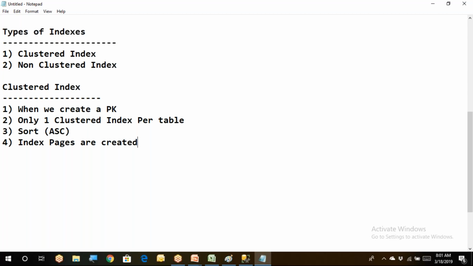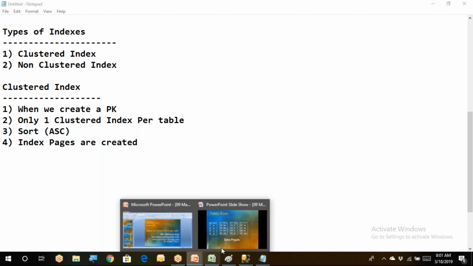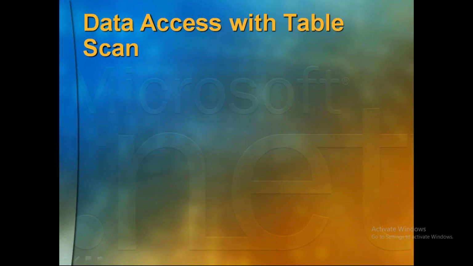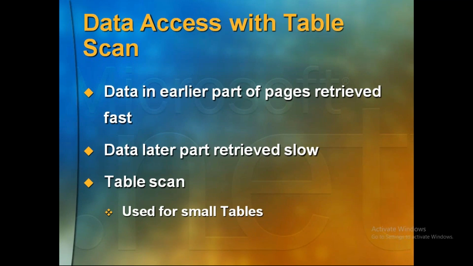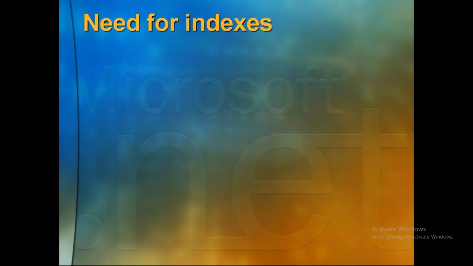Now, the important point that we need to understand is how the clustered index is going to organize data access compared with the table scan. Data in the earlier part of the pages is retrieved fast. Data in the later part is retrieved slow. Table scanning is good for small tables or when you don't have an index. And if you want to read all the data, this is very, very good.